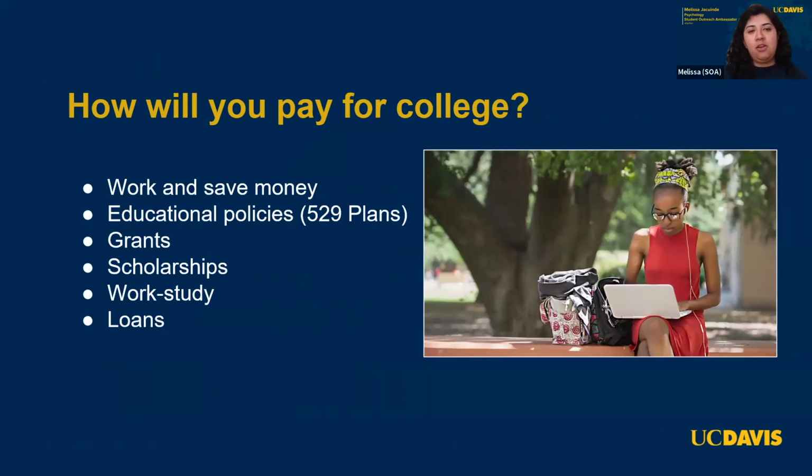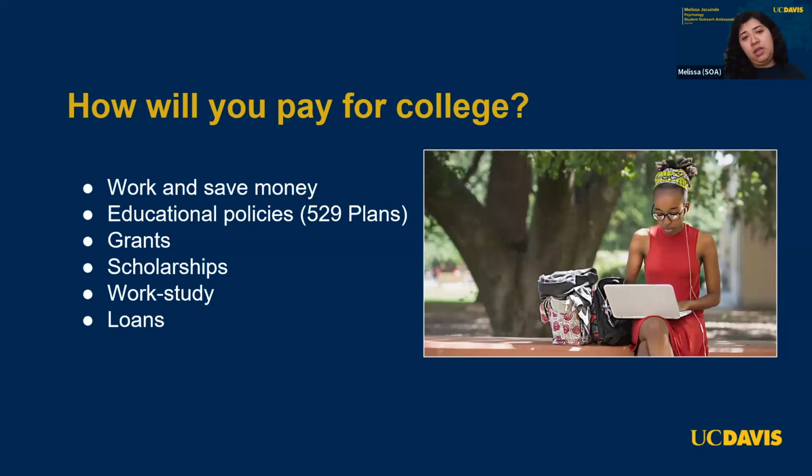Right, so that's kind of our question to you: how are you going to pay for college? Do you have a plan yet? We have a few options that students use. You can work and save money, which I personally did to cover my living expenses for my first year. You can also utilize a 529 plan. If you have one, a 529 plan is when usually your parents save money on the side to be used for college expenses. This is a common practice for families that have a high expected family contribution.